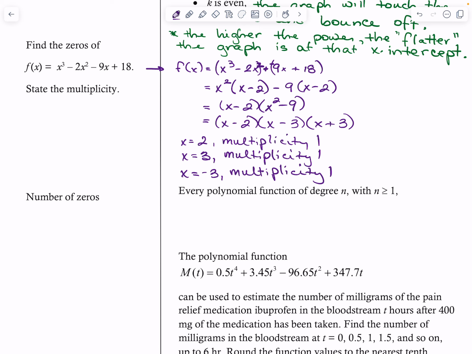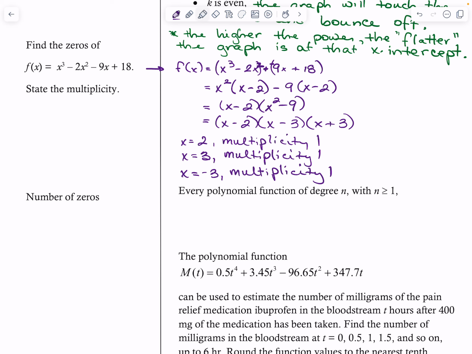So not super exciting with multiple multiplicities, but a quick review of factoring by grouping and the realization that even though when we factor we don't always state it, if it happens once, it has multiplicity 1.